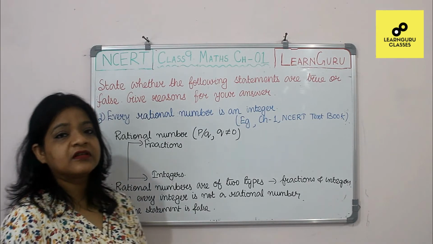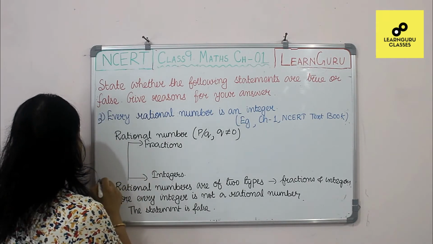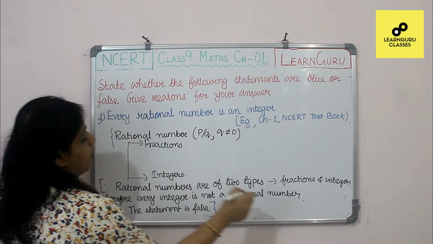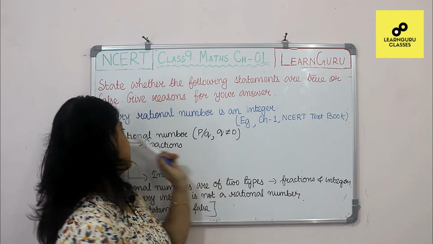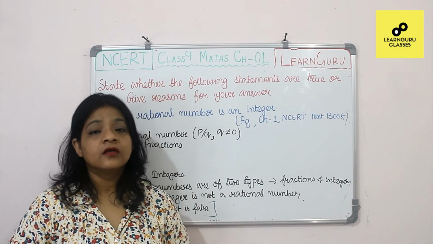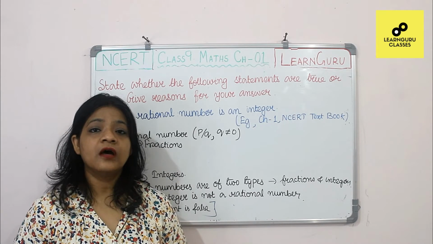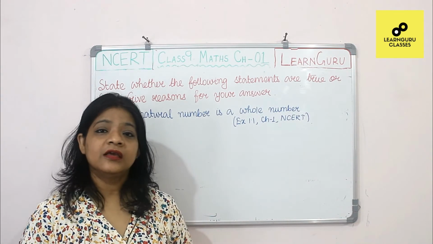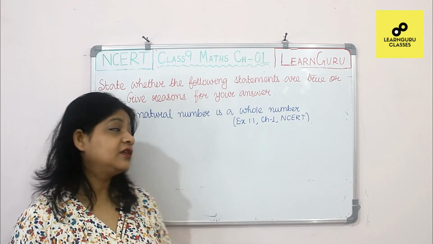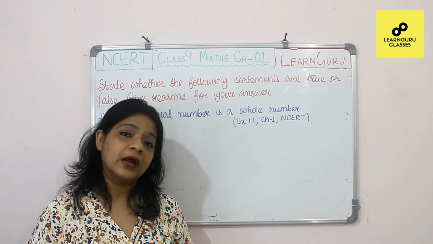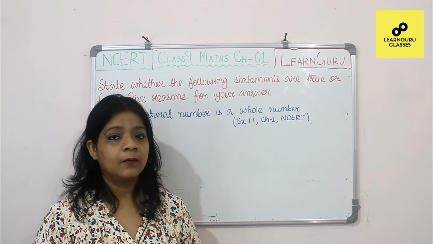Okay, so if it comes for 1 mark, you will write this to this, and if it is for more marks, obviously you have to write the entire thing from this to this. Okay, so let's move on to the fourth statement. The fourth statement is every natural number is a whole number. It is there in exercise 1.1 of chapter 1 in the NCERT book.